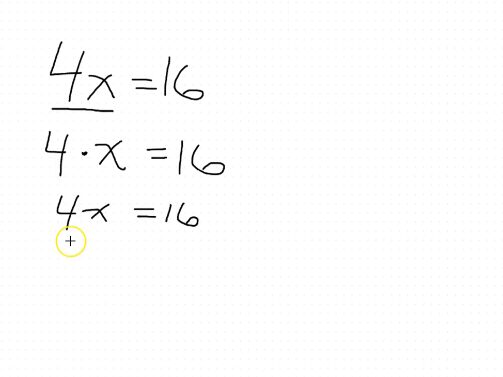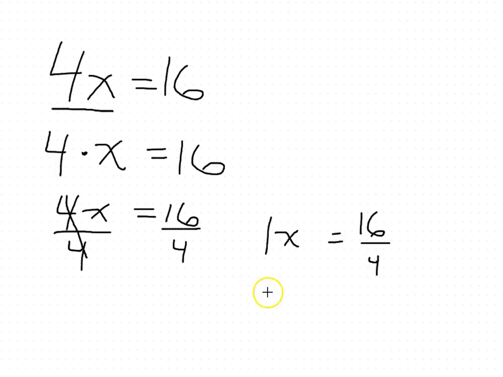So the coefficient in this case is 4. So 4 divided by 4, 16 divided by 4, because remember it's 4 times x. 4 divided by 4 is 1, which leaves me with 1x equals 16 over 4. Or, since mathematicians are so lazy, it really is just x equals 16 divided by 4, which is 4.